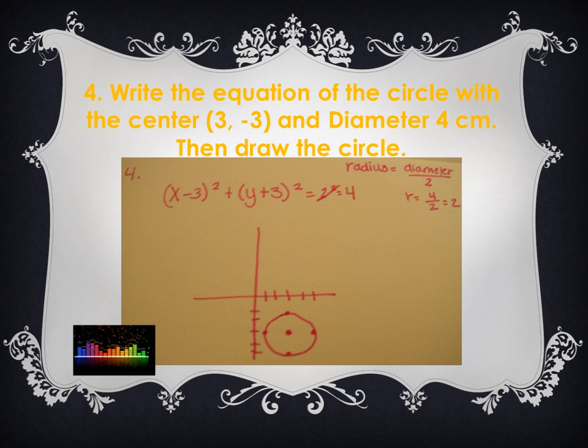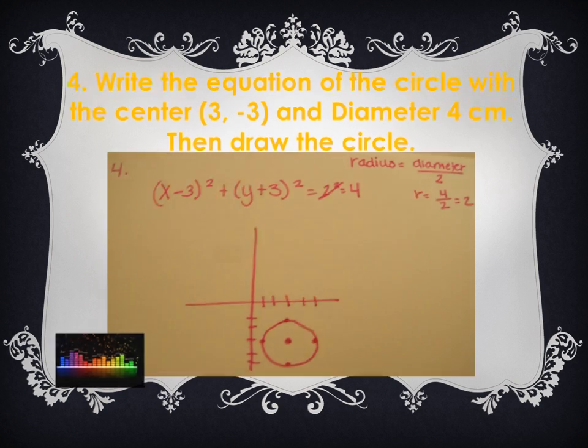To graph your circle, you plot the center, which is over 3, down 3, and then your radius goes up 2, down 2, and to the left and right 2, and then you connect the dots to make a circle.